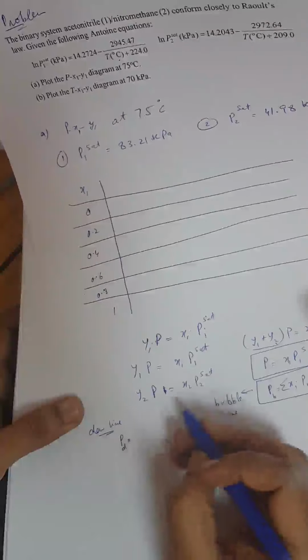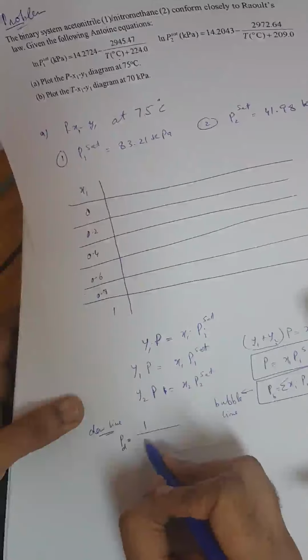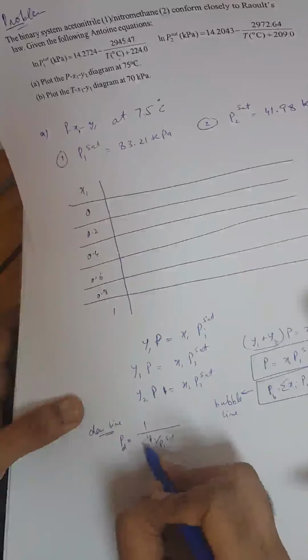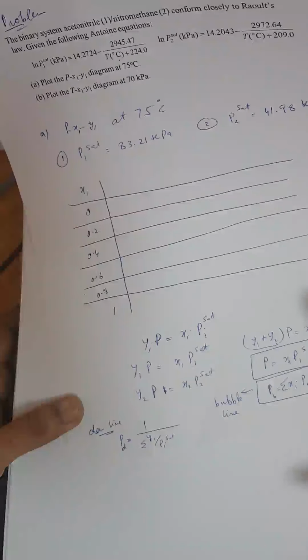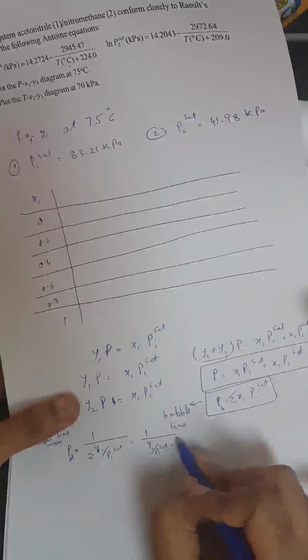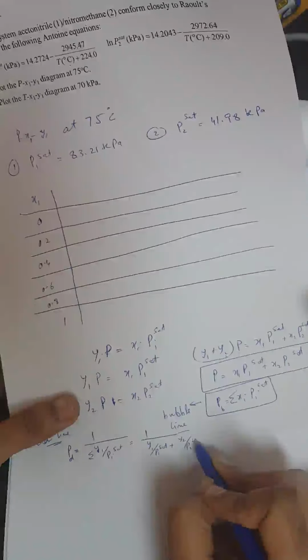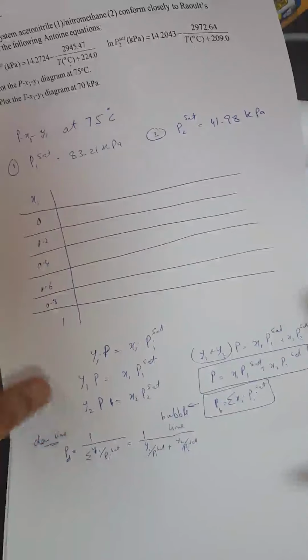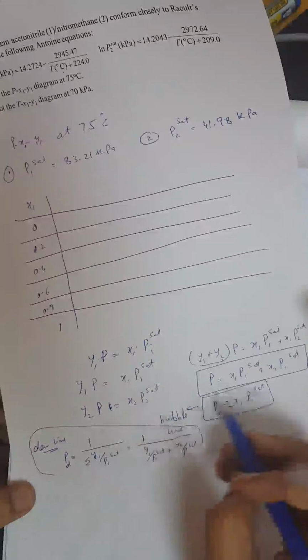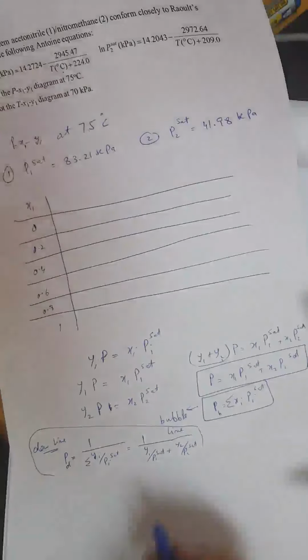So this will be 1 over sum of Yi over Pi set. I don't have enough space, but it is 1 over Y1 over P1 set plus Y2 over P2 set. So this is for the dew line and the other one is for the bubble line.